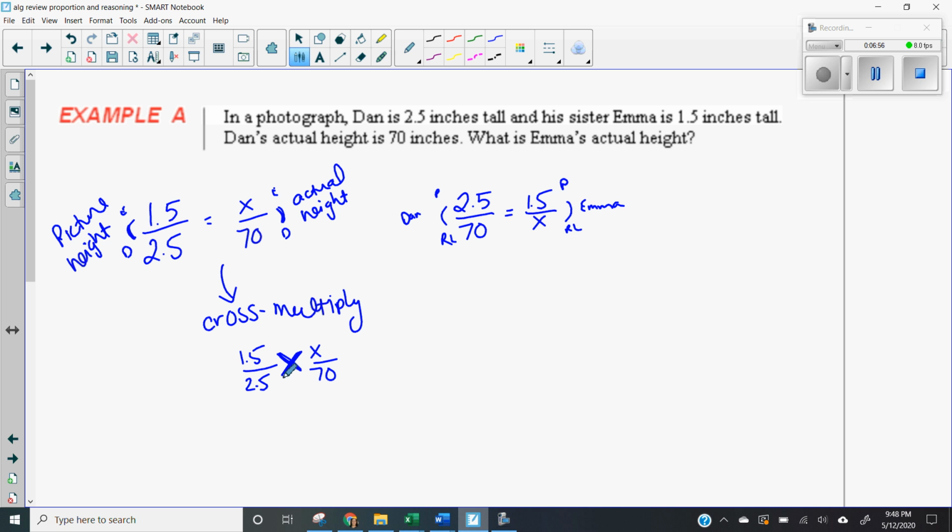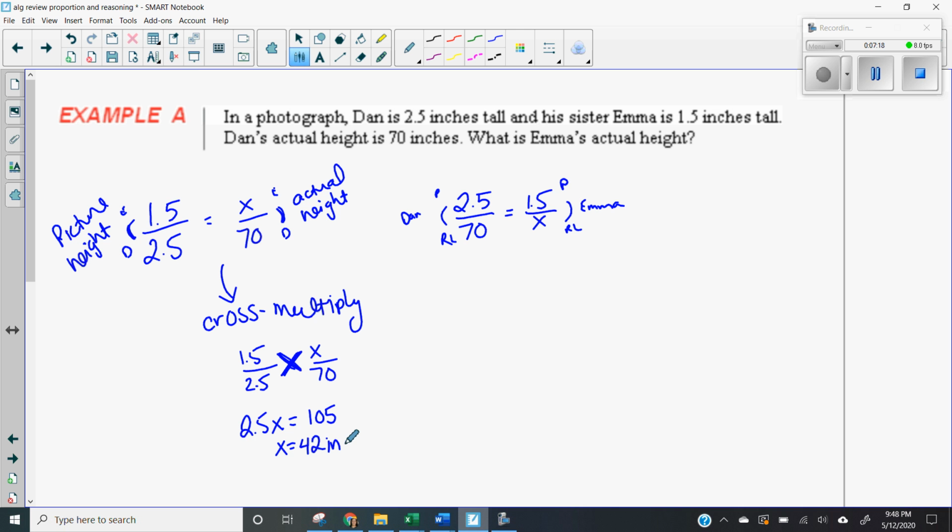So from this product, I get 2.5x equals 1.5 times 70, which is 105. Divide both sides by 2.5. X equals 42. And let's remember what that is. That is Emma's height in real life. Okay, so Emma's 42 inches tall.